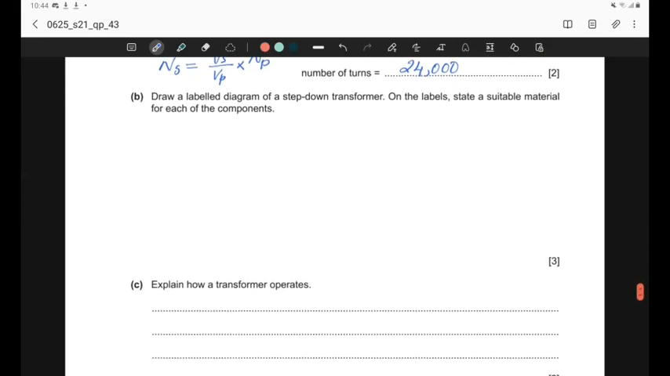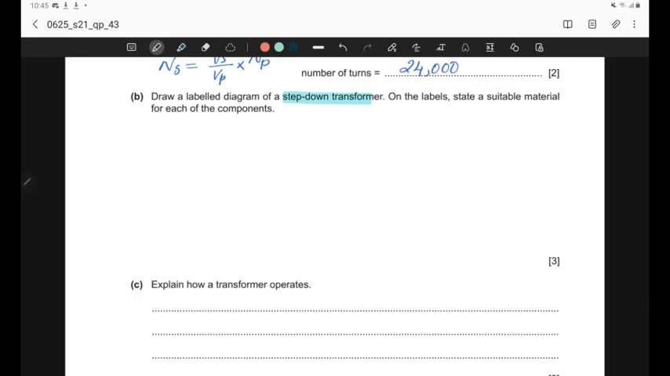Part B, draw a labelled diagram of a step-down transformer. On the label, state a suitable material for each of the components. So here we need a step-down transformer. That means the number of turns at the output terminal or secondary terminals should be less.